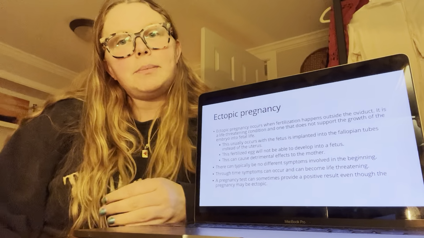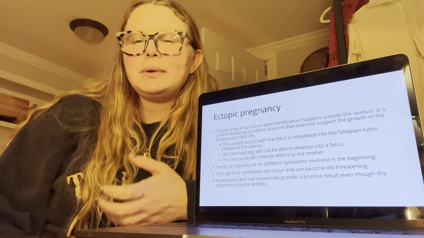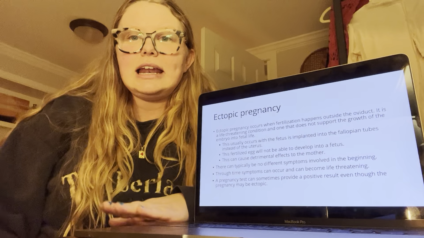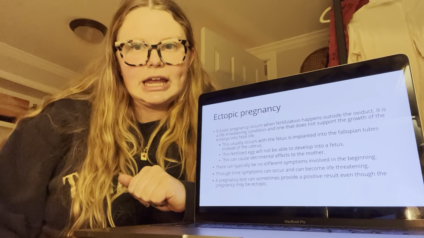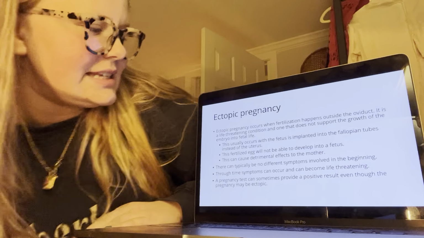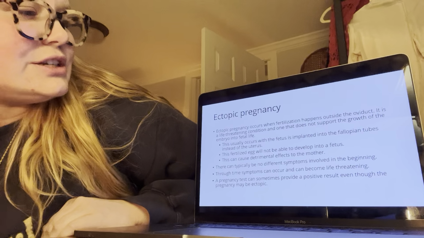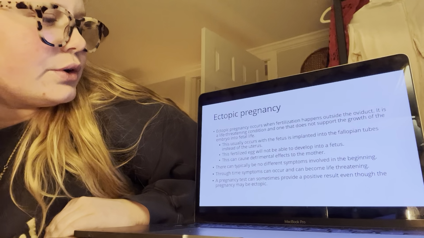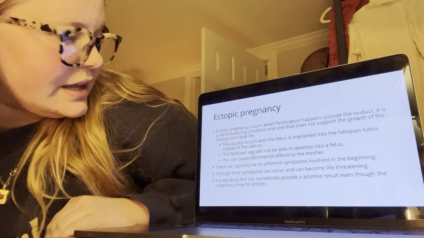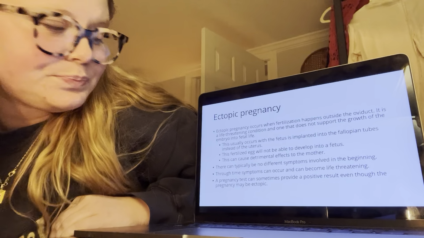But during an ectopic pregnancy, it seems to get fertilized within the fallopian tube instead of going down into the uterus. And that is where the pregnancy will begin. And that is what is the issue with these pregnancies. So it will usually implant into the fallopian tube instead of the uterus. This fertilized egg will not be able to develop into a fetus. This can cause detrimental effects to the mother.